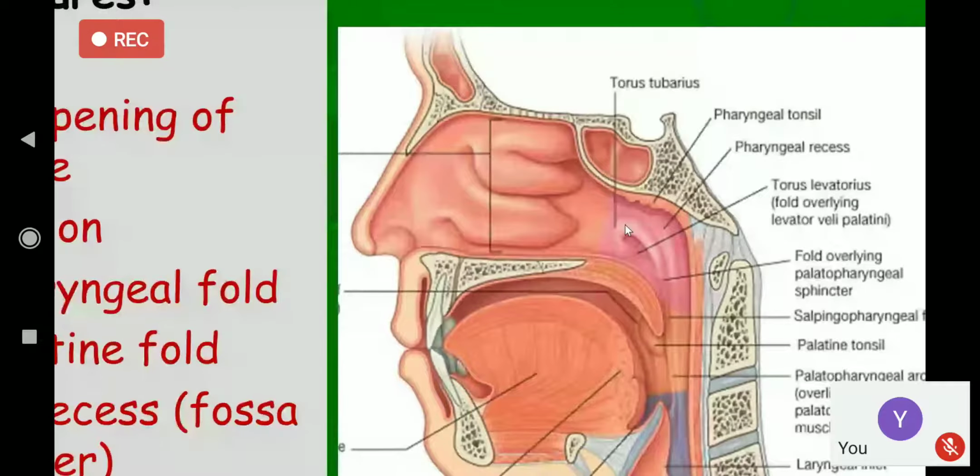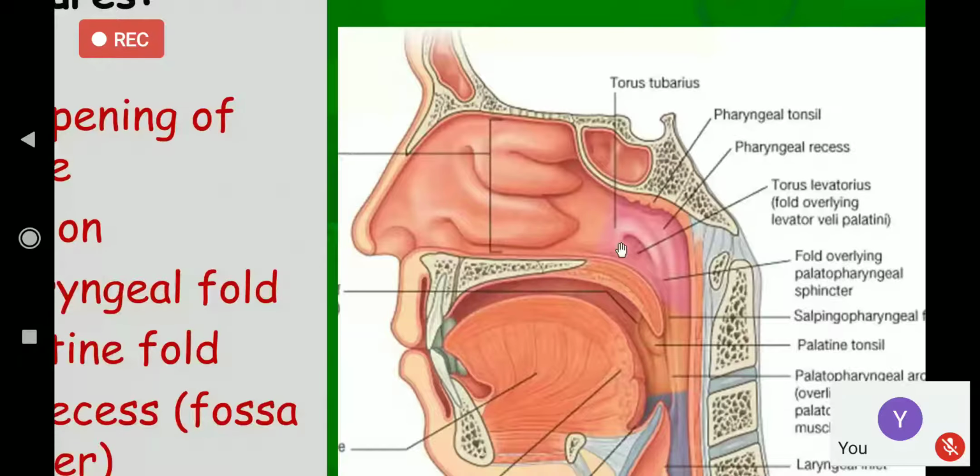Yes, sir. Now, next one is the salpingopharyngeal fold. The salpingopharyngeal fold is this one, going towards the pharynx. How is the salpingopharyngeal fold formed? Inside this fold, we have the muscle known as the salpingopharyngeal muscle. This muscle will be covered by the mucous membrane, and this will form the fold known as the salpingopharyngeal fold.